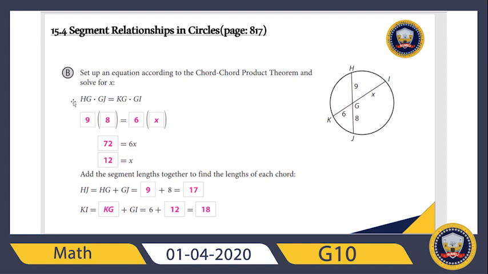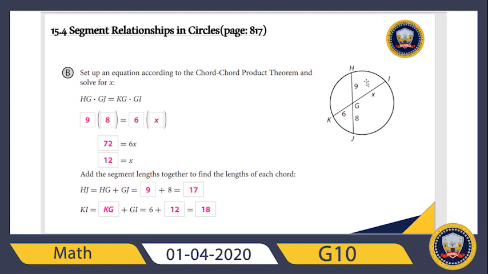Now I'm going to substitute with the corresponding lengths. HG is 9, GJ is 8, equals KG, that is 6, and GI, which is X. We solve this simple equation. 8 times 9 is 72, equals 6x. Divide both sides by 6, then your x is 12.